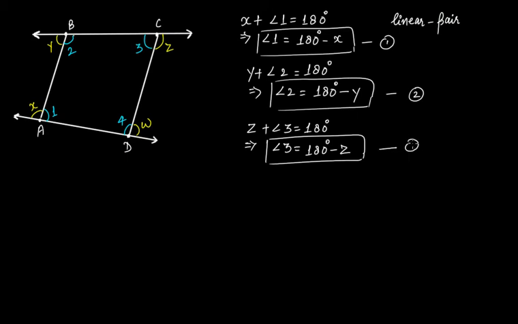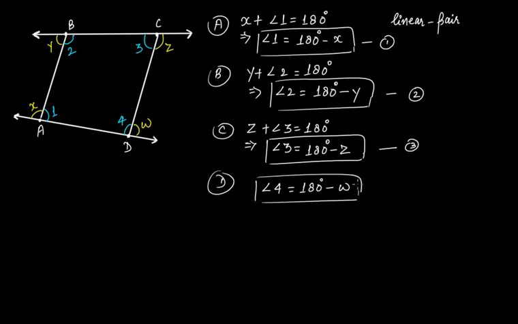Let this be 3. And from vertex D, this was from A, from B, from C, and from D, in the same way you get angle 4 is equal to 180 degrees minus w. Okay, so this is the fourth one.